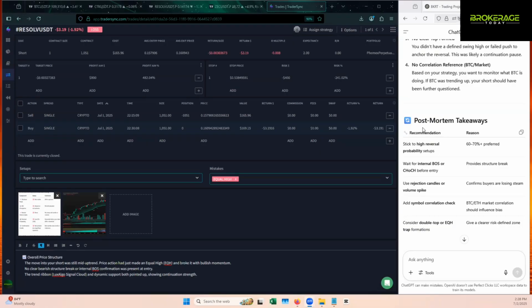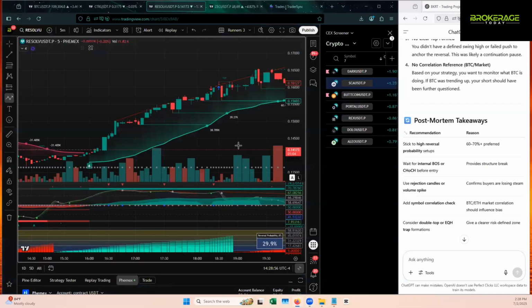And what I love about this too, it even gives you a post-mortem takeaway, right? Sticking to high reversal probabilities, how you can analyze the internal break of structure. And one thing that I even picked up on for anybody who's trading reversals out there is the fact that the break of structure happened much earlier on. So something is going to be much more in a trend if the break of structure didn't just happen. So it's not going to reverse. That means price is being sustained. That means it's going in the same direction. So you've got a trend and there's going to be continuation. The likelihood of a reversal is much lower.